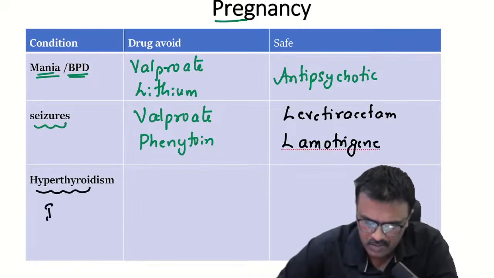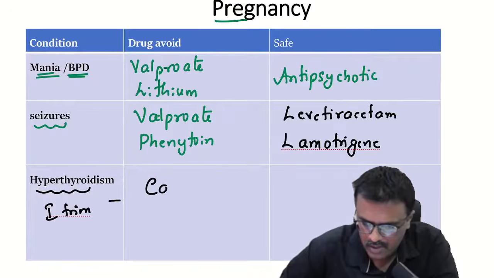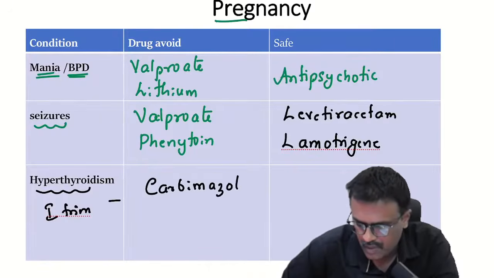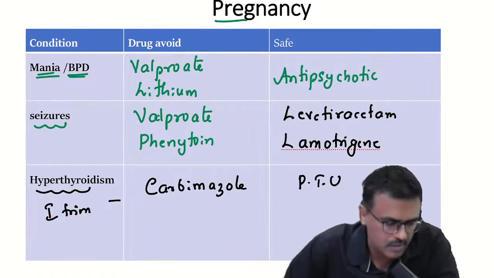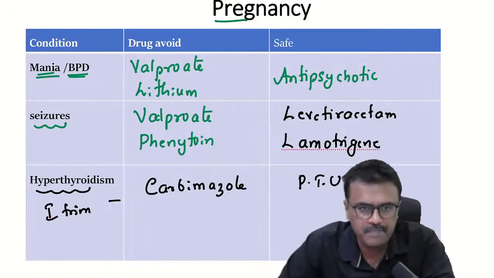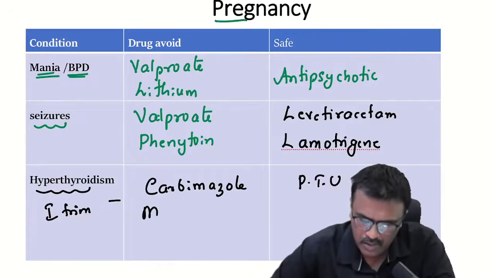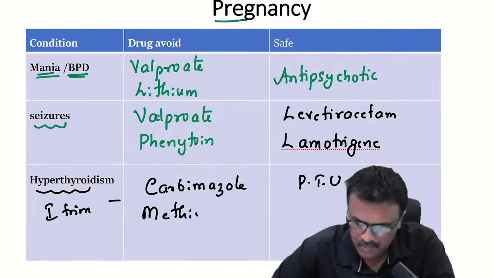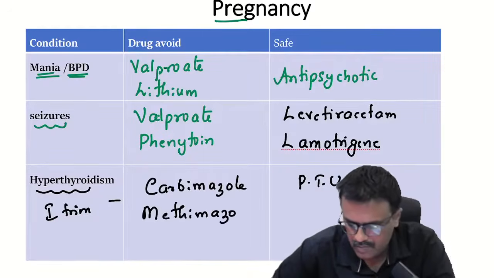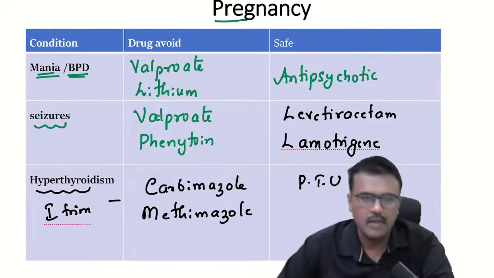Hyperthyroidism in first trimester. What is the drug avoided? Carbimazole or methimazole. Then what is the alternative you can give? Propylthiouracil is preferred in first trimester of pregnancy. What do you avoid? Carbimazole, methimazole. Right.